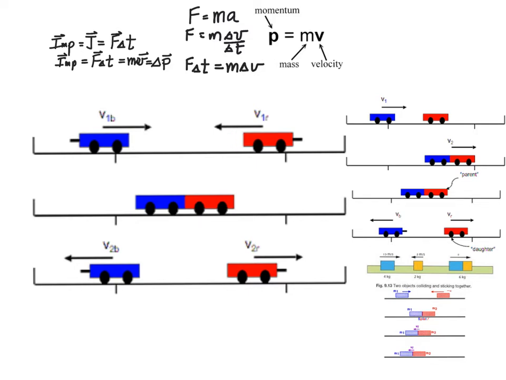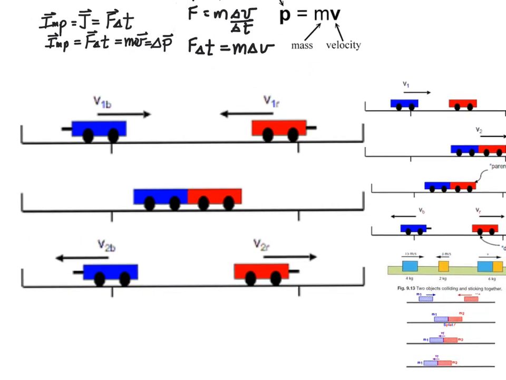So the two carts come together. They collide, they hit on the spring, and then they bounce back. Okay, so that's a simple collision. And what we see is that if the velocities are equal, then they bounce back with the same equal velocity. So in this situation, the blue cart undergoes a change in momentum.